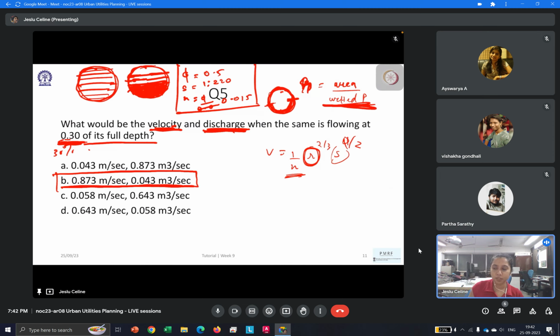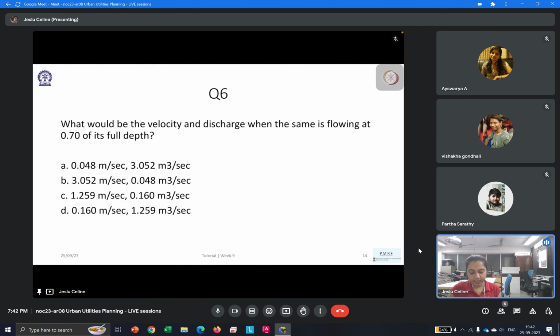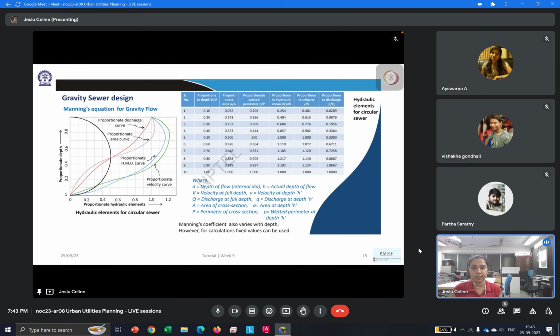I think a similar question is there in this time's assignment also, so you can check this table and then do. So this was one. Now the next question is, what would be the velocity and discharge when the same is flowing at 0.7 of its full depth? This I'm not going to do, I think you can do. I'll just show you the table. You can take it from the table and then do. Yeah, this is the table.